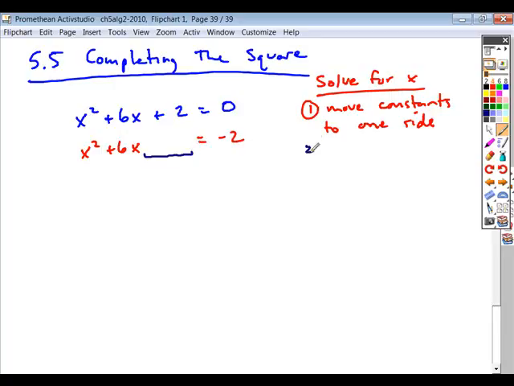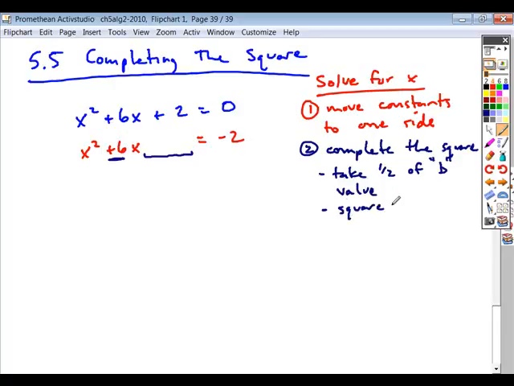The process of completing the square involves the following. The first thing is you're going to take 1/2 of your b value. Your b value is that first degree term's coefficient, and the sign carries with it. So we're going to take 1/2 of 6. What is 1/2 of 6? Once you take 1/2 of that number, you're going to square it, and you're going to add that to both sides of the equation.